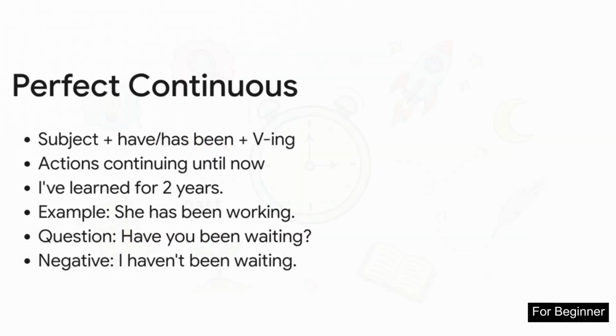Then we have the present perfect continuous. We use have been or has been plus an ing verb here. Why? To strongly emphasize the duration of an action. You're answering the question, how long has this been happening right up to this very second? I have been learning English for 2 years. It puts the spotlight purely on the ongoing journey.